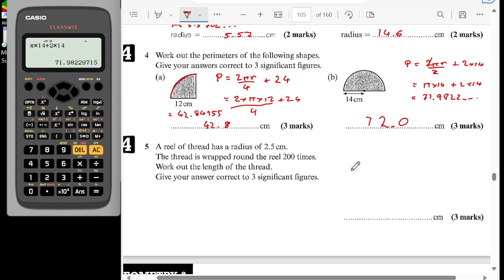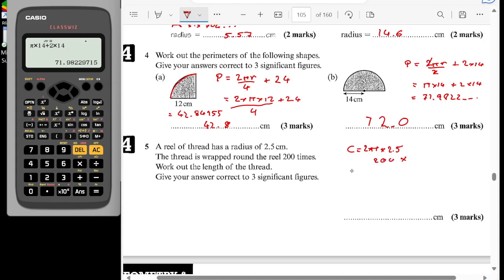Okay, and question 5. A thread has a radius of 2.5 centimeters. The thread is wrapped around the reel 200 times. Work out the length of the thread, giving your answer correct to three significant figures. So the circumference is going to be equal to 2 times pi times the radius, times 2.5. And I actually want to times that by 200, so I'm going to say times 200.